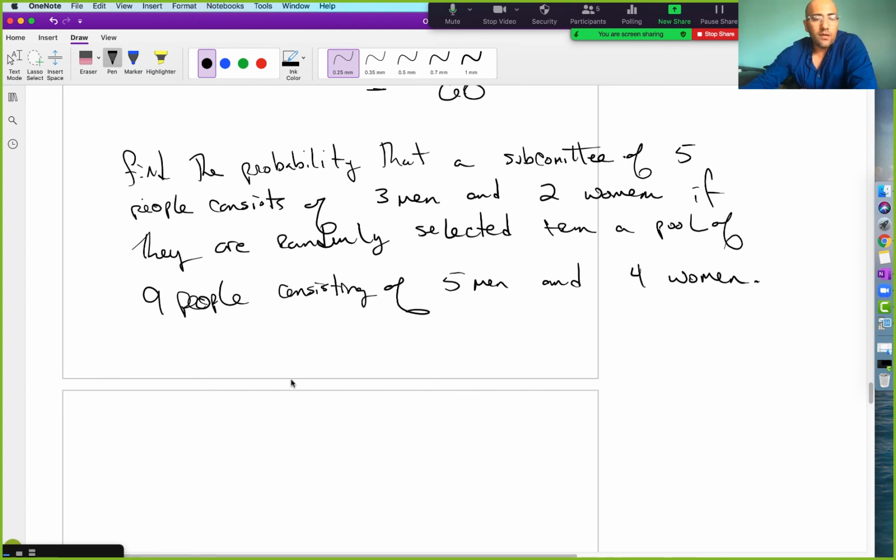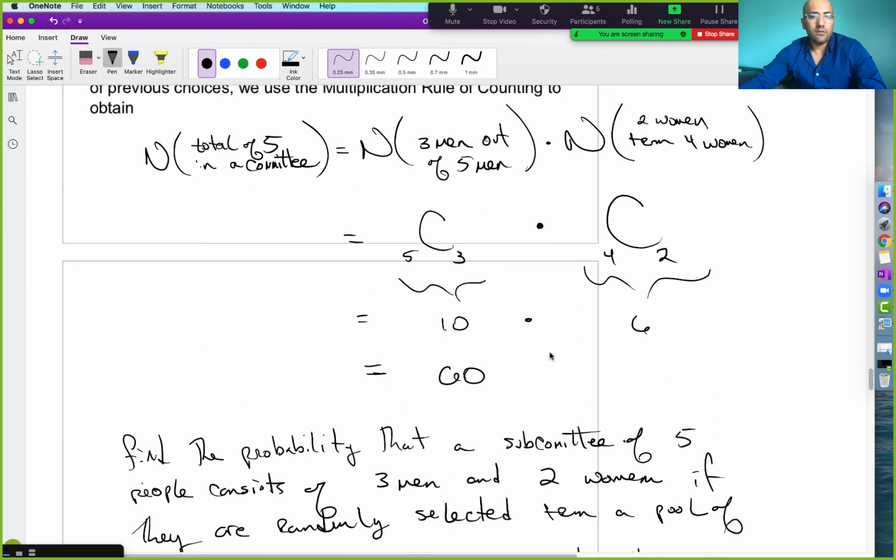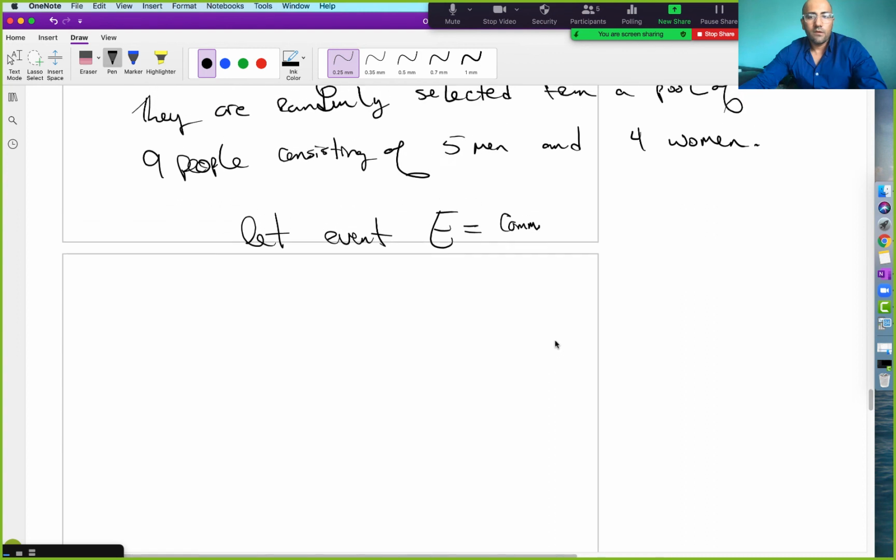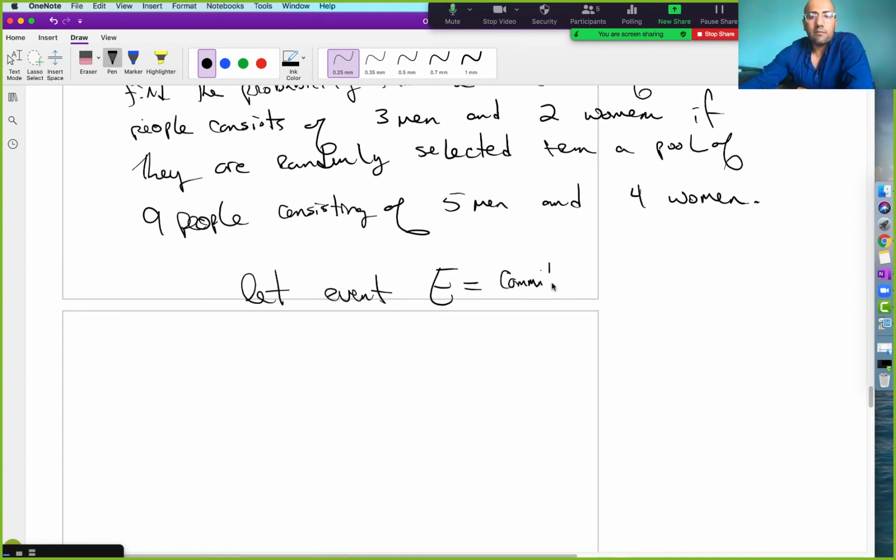Okay, so let event E equal the committee has 3 men and 2 women. Let me check something. So event E is that the committee has 3 men, 2 women.